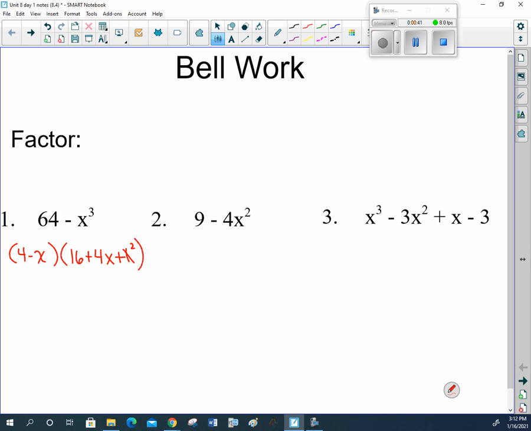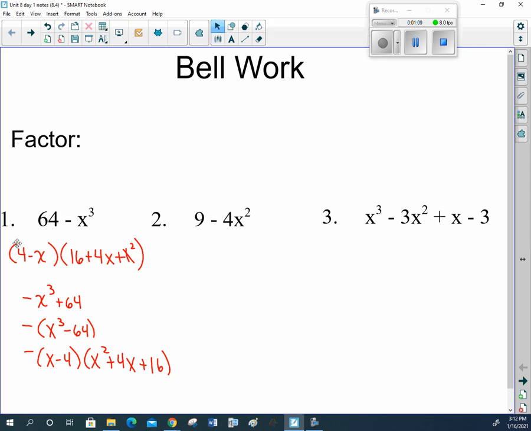If you don't like the variable at the back end, you could rearrange it and write it as a negative x to the third plus 64. But then I would probably factor out the negative sign and go x to the third minus 64. And then go ahead and factor that, and you'd have x minus 4 and then x squared plus 4x plus 16. So those are equivalent answers. Either way, you could write it.